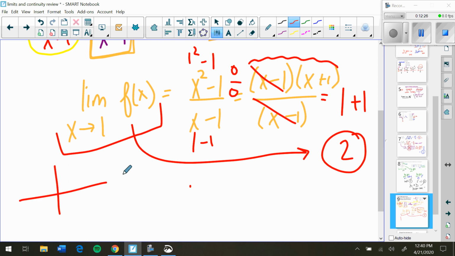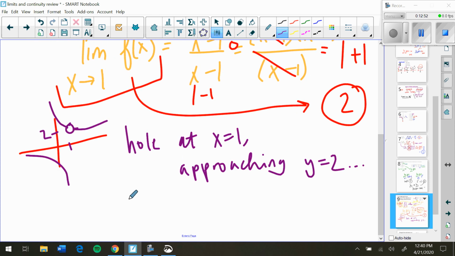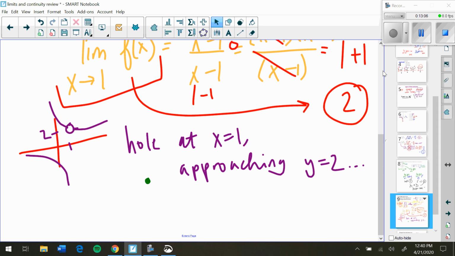Meaning this function, I don't know exactly what it looks like, but I do know this. At 1, it is approaching 2, but it has a hole. I know my function probably looks something like this. It has a hole at x equals 1. It is approaching y equals 2. And now the question is, does the original function plug up that hole? Does the function actually define something here or not? That's the question. So we look at what the original function was.